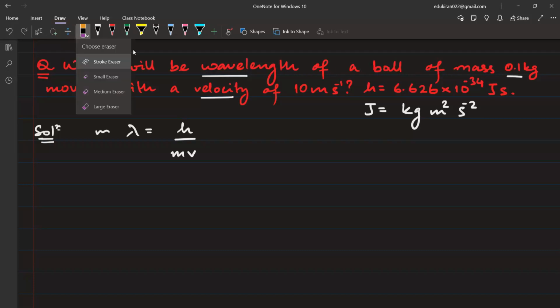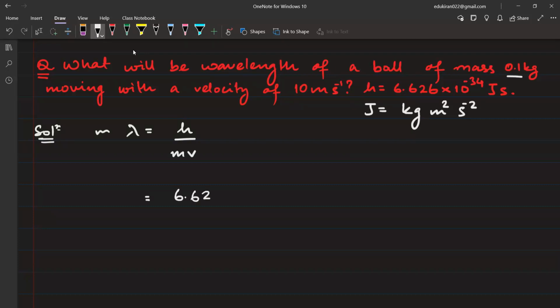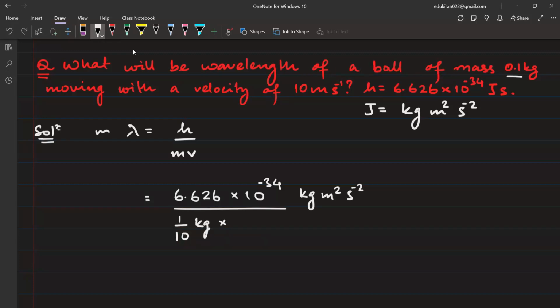The calculation is very easy. Don't multiply anything, everything will get cancelled. Okay, everything will get cancelled. So joule is kg meter square per second square, divided by mass, which is 0.1 kg. So that means I can write 1 by 10 kg, multiplied by velocity, which is how much? 10 meter per second. Okay, 10 meter per second.